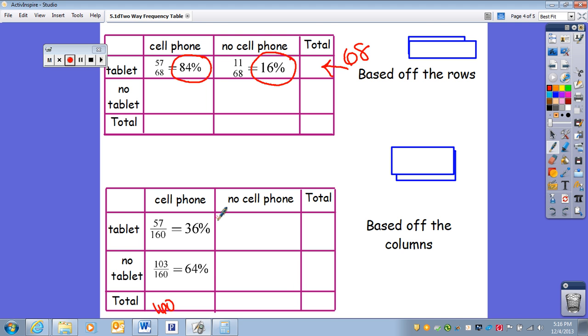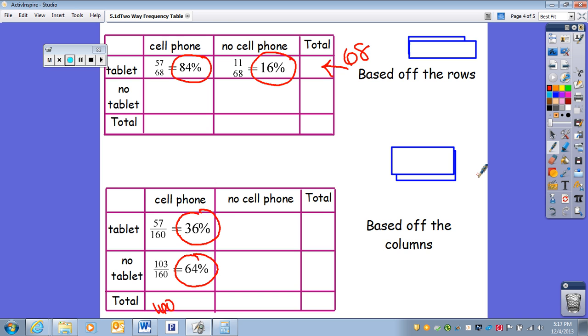So finding the relative frequency based on the columns is simply taking this particular amount of data divided by the column number and finding our percent. And again, once we're done with the entire column, those percents should have a sum of 100%.